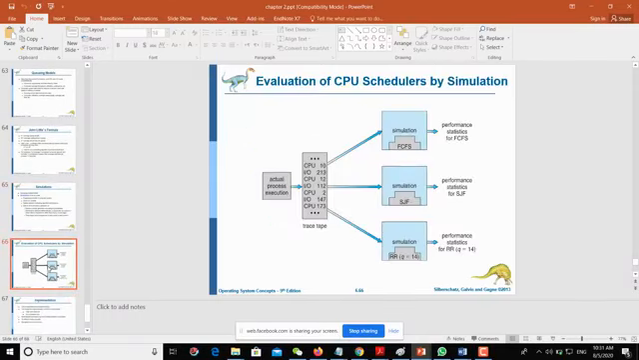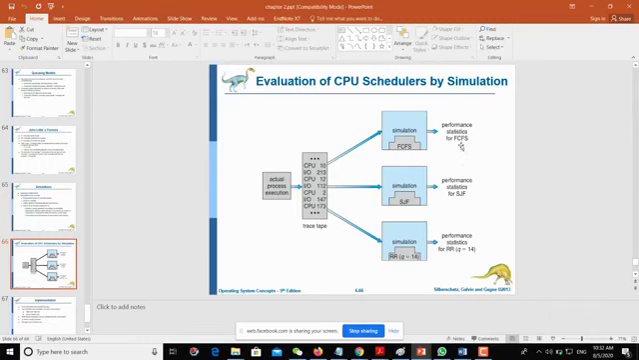Trace steps. Okay, so here are the trace steps. What is given on this slide? We can understand it from its main heading: evaluation of CPU schedulers by simulations. Here we have three different schedulers.